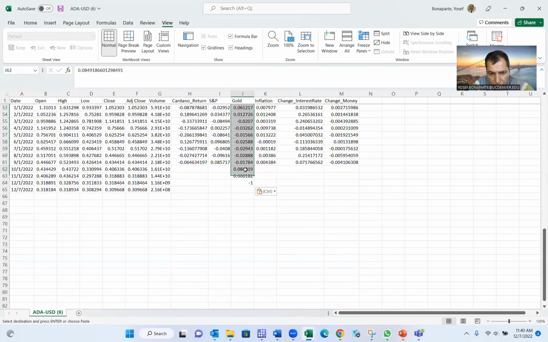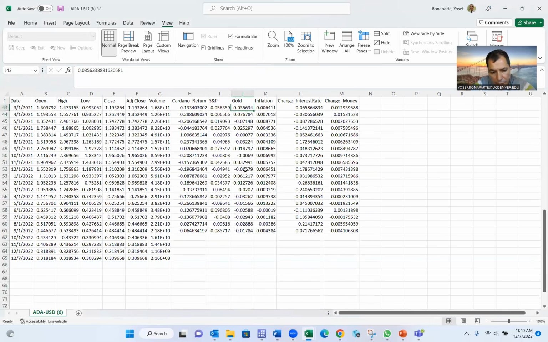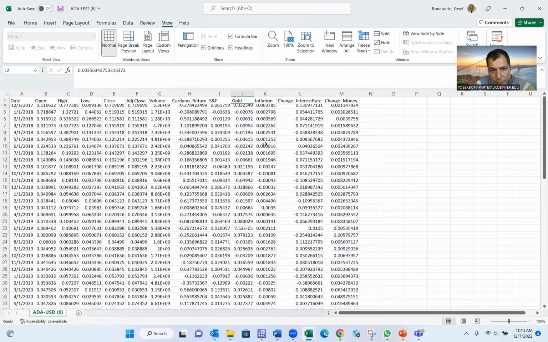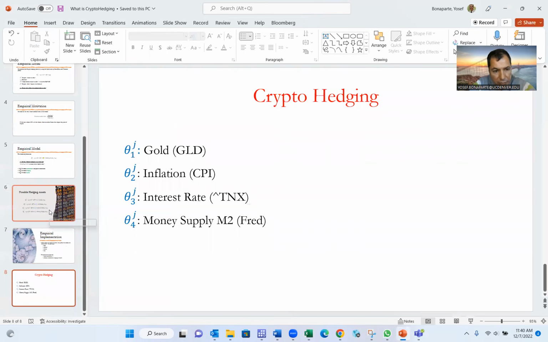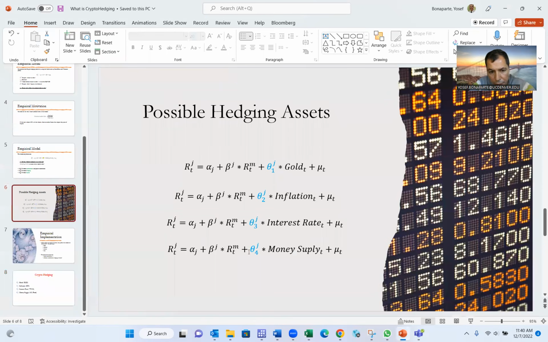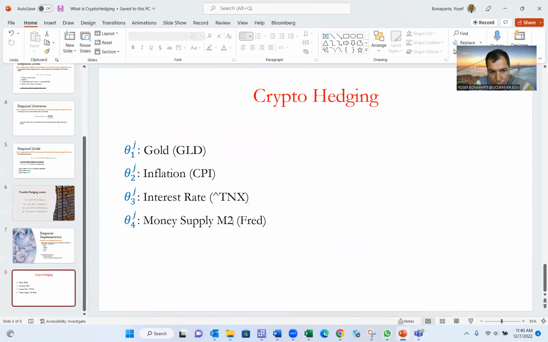Oh, okay, so it has only 3. I'm going to delete them. Delete. Good. Now we have everything right. Now we'll go back to our model. We want to estimate these models: 1, 2, 3, 4. And then report the result here.